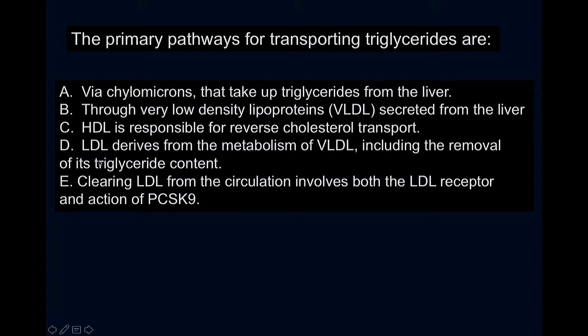The metabolism, that LDL comes from the metabolism of VLDL, including removing its triglyceride content, or the clearing of LDL from the circulation that involves the LDL receptor and the action of PCSK9. So in terms of triglycerides, the correct answer here would include B. Chylomicrons are not taken up from the liver, they're coming from the gut. VLDL is secreted from the liver. HDL does not transport triglycerides, so that would not be correct.